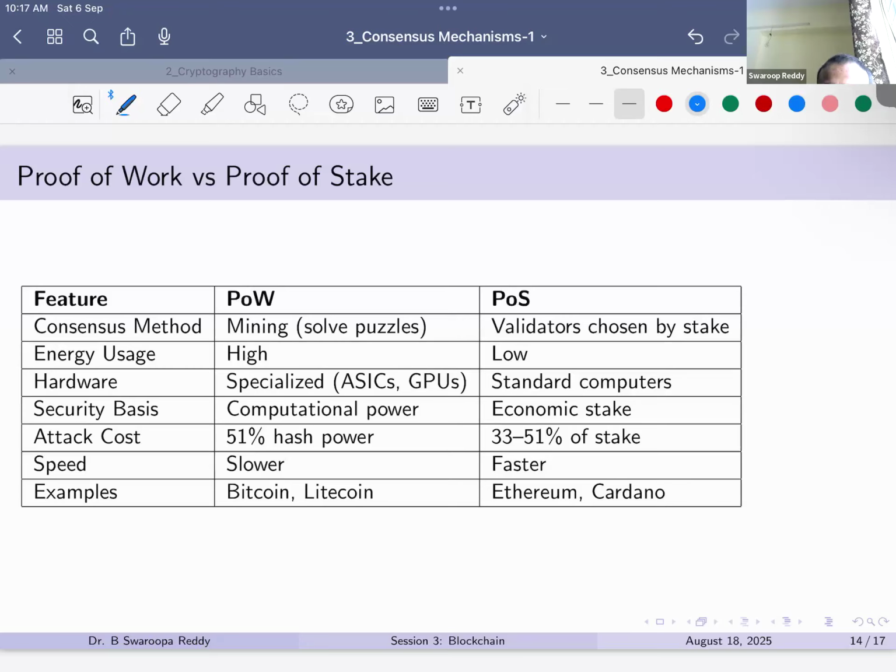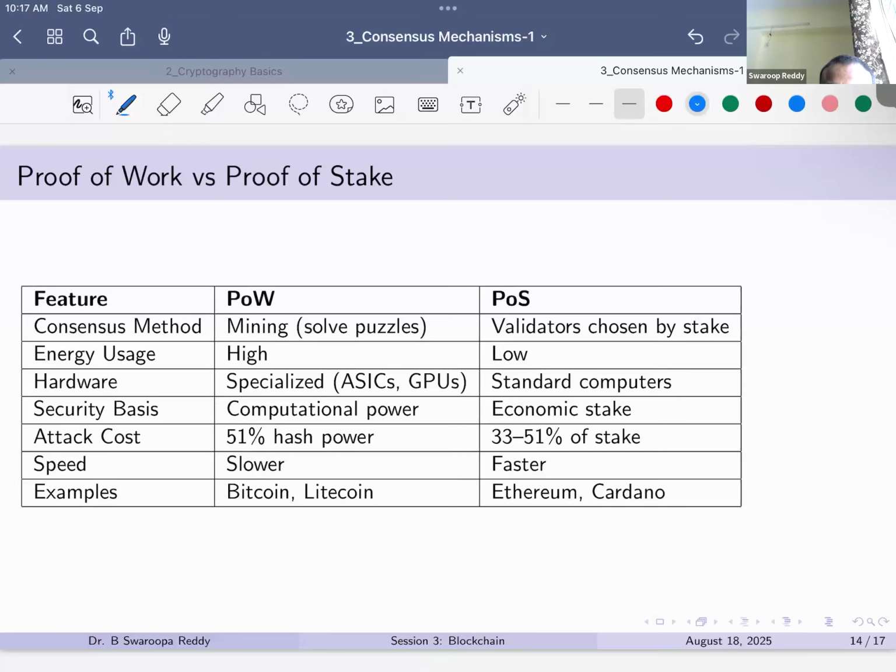So the attack cost is 51%. If anyone has more than 51% of the computational power, then they can easily attack. But here, if they have more than 33% of the stake, for example, out of 100 validators, if I have 40% of the nodes controlled by myself, then it will become a centralized network. Then it will be a risk to the network.